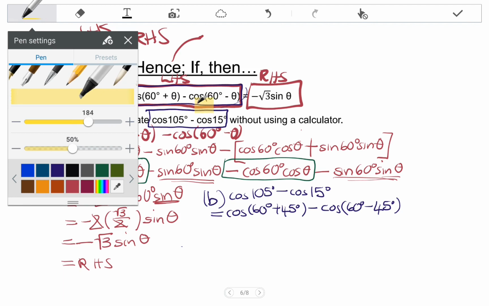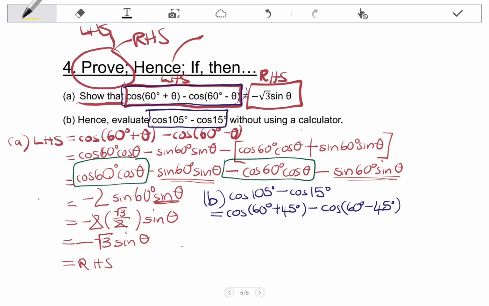Okay, so the only difference to A and B is this value of theta, and in this case my theta is 45.